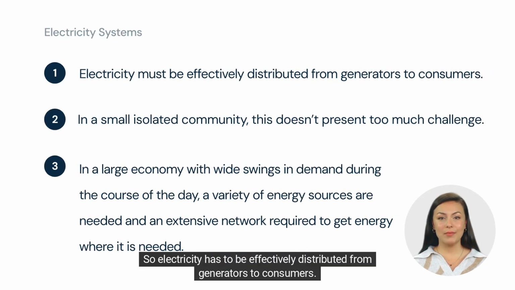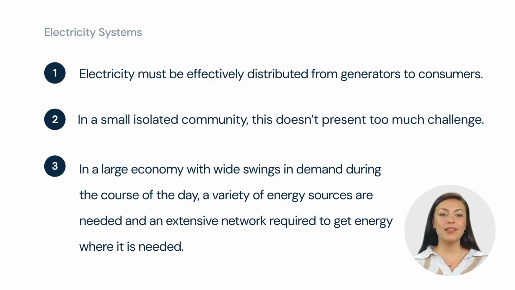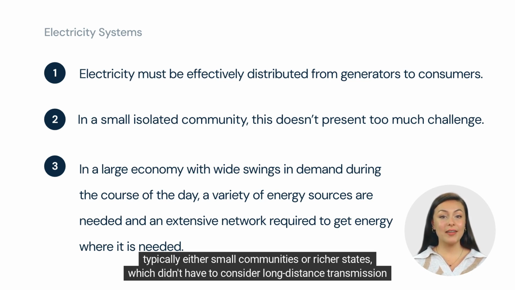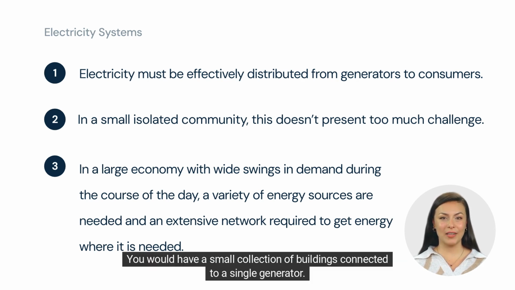So electricity has to be effectively distributed from generators to consumers. There's no other place for it to go. To be fair, historically, this was not that much of a challenge, as the first drops of electricity were typically either small communities or rich estates, which didn't have to consider long-distance transmission or grid stability. You would have a small collection of buildings connected to a single generator.